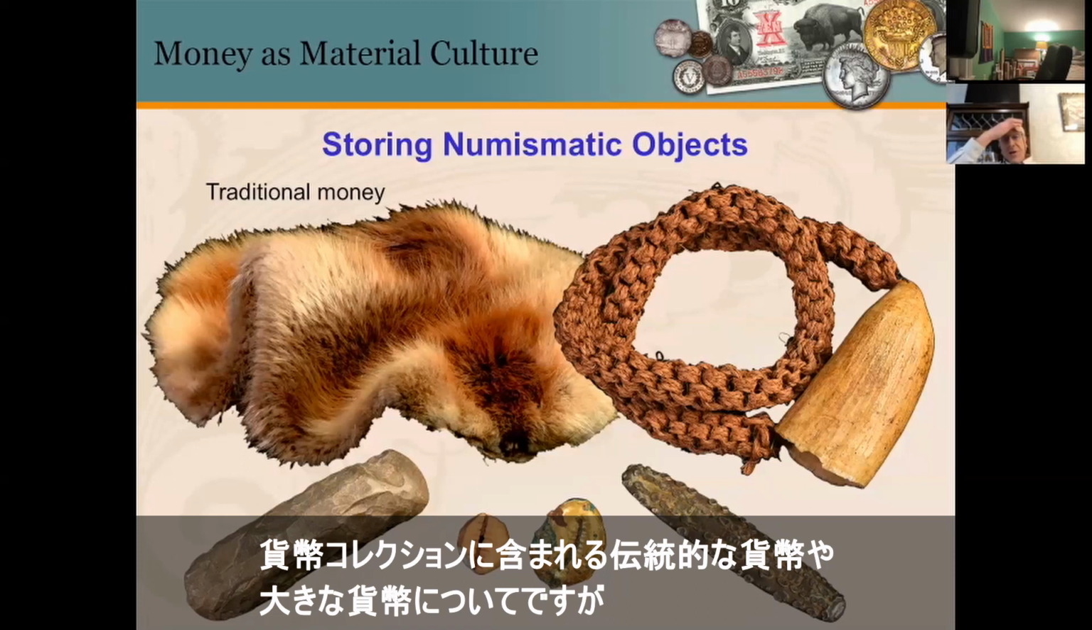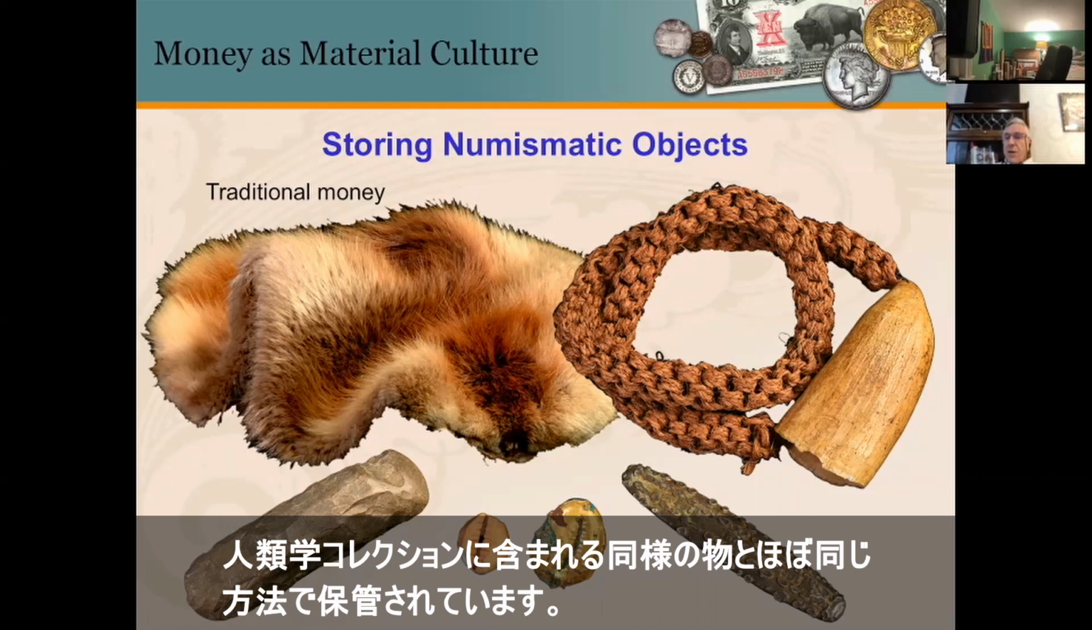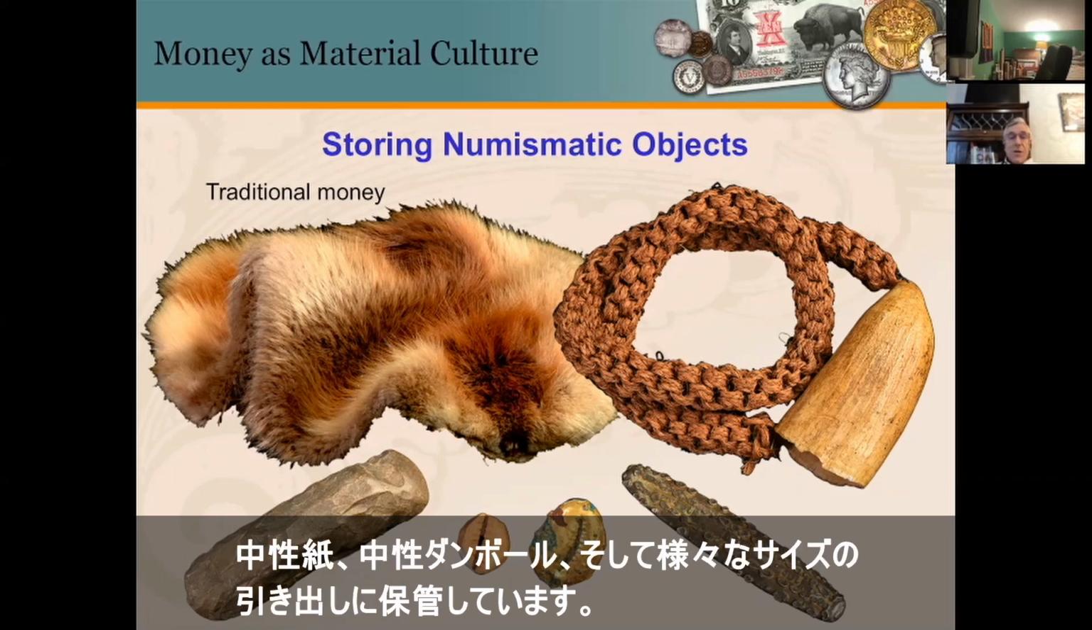When it comes to traditional money and other larger objects that are part of the numismatic collections, these are stored in much the same way as similar objects would be in an anthropological collection. So we use acid-free papers, acid-free cardboard boxes, and then drawers of various sizes in order to store these.